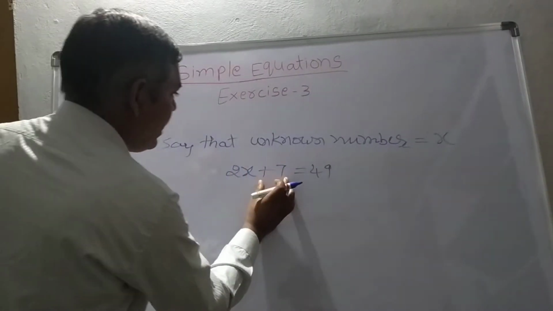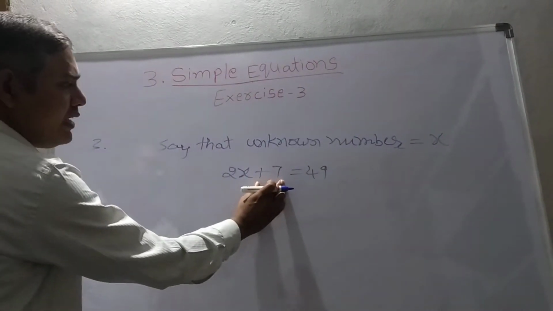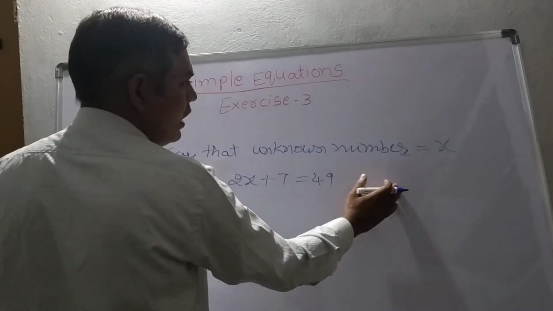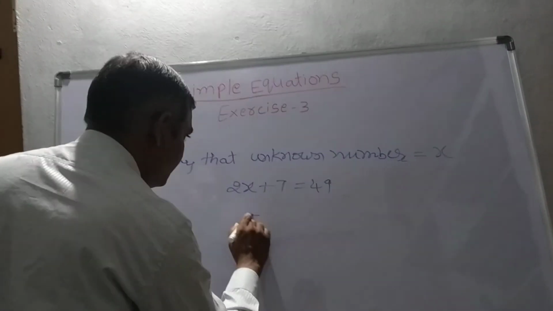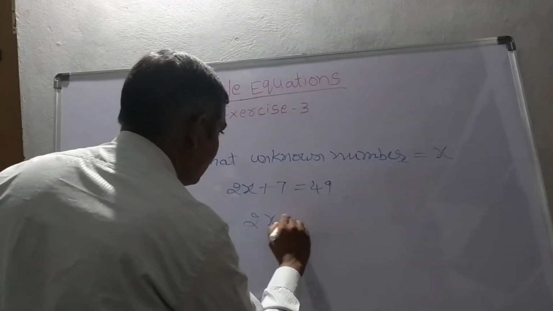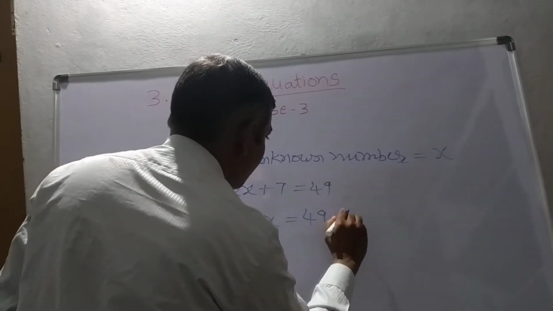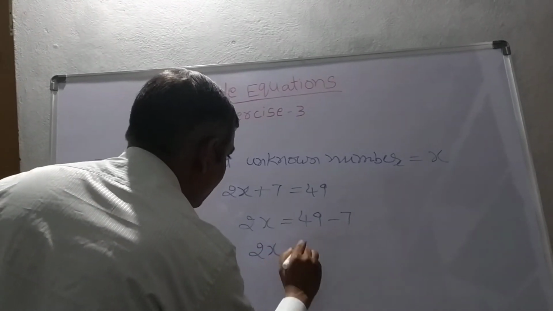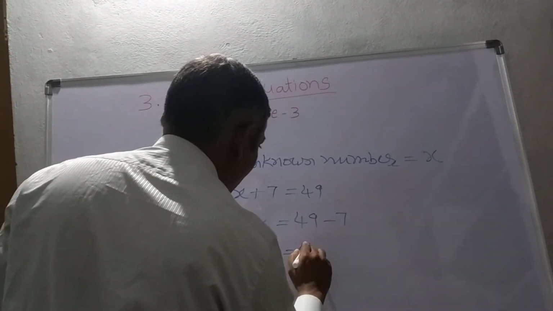Plus 7 is on the LHS side. If we transpose plus 7 from the LHS side to the RHS, it will become minus. 2x is equal to 49 minus 7. 2x is equal to 49 minus 7, which means 42.